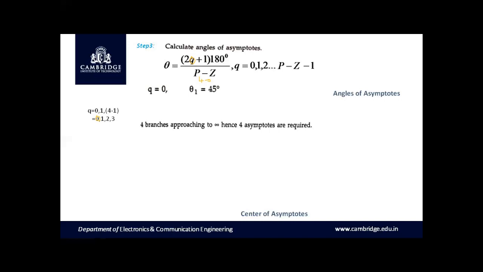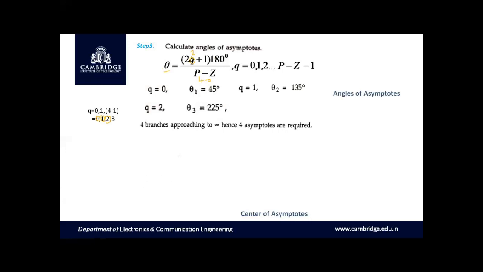Now let us substitute q equal to 1. After substituting q equal to 1, theta will be equal to 2 plus 1, 3 into 180 degree divided by 4. Hence we get 135 degree. Now let us substitute q equal to 2 in the above expression. 2 into 2, 4 plus 1, that is 5 times 180 degree divided by 4. Therefore, theta 3 will be equal to 225 degree.